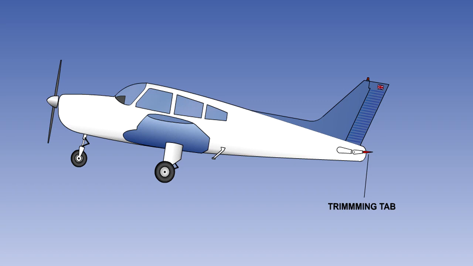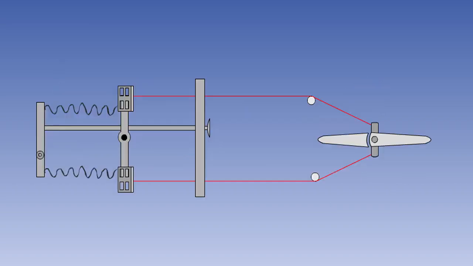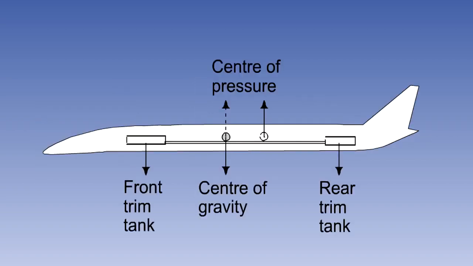There are 5 methods commonly employed to trim the aircraft. In this lesson, 4 of them will be explained. The 5th, adjustment of the artificial feel unit, is covered in the lesson on powered flying controls. The 4 we are going to discuss are the trimming tab, the variable incidence tailplane, the spring bias system, and centre of gravity adjustment.